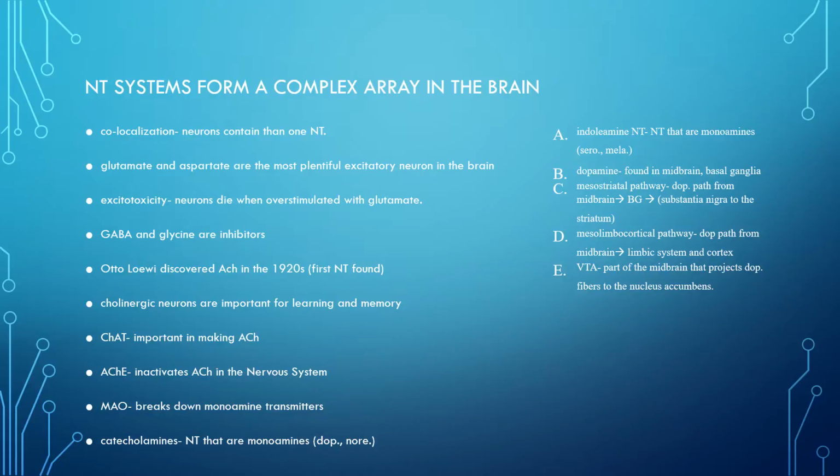Cholinergic neurons are important for learning and memory. ChAT is important in making acetylcholine. AChE inactivates acetylcholine in the nervous system. MAO breaks down monoamine transmitters and catecholamines, neurotransmitters that are monoamines.